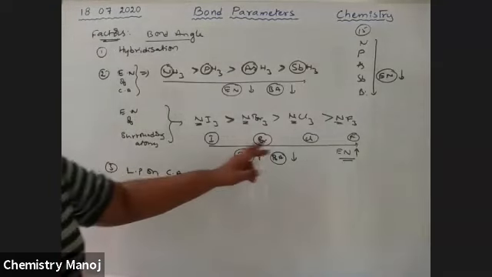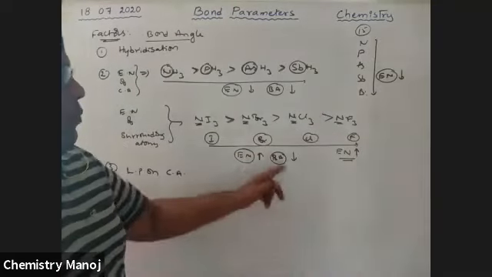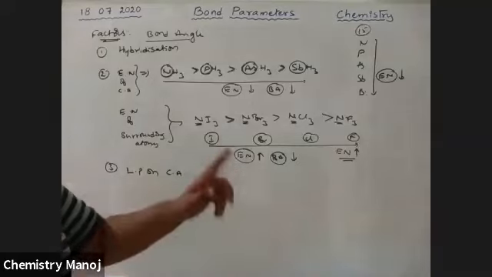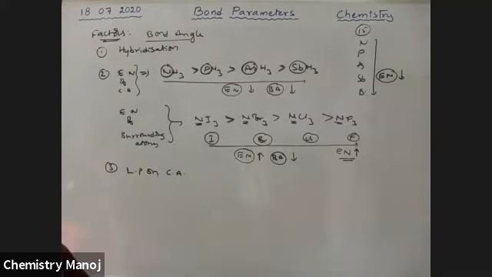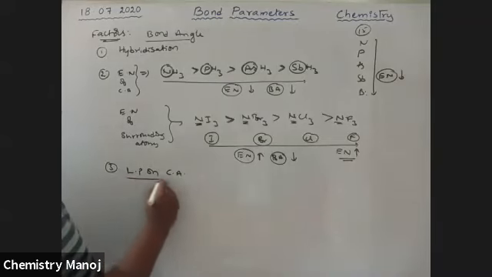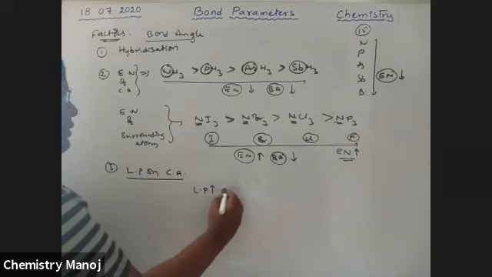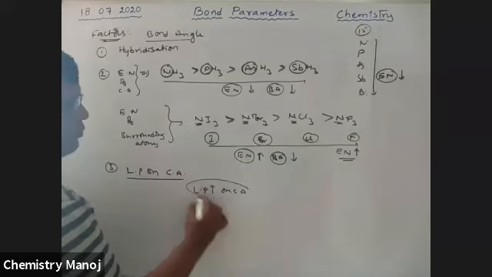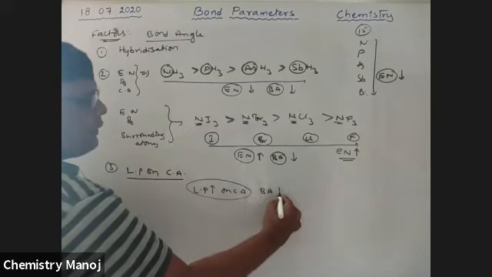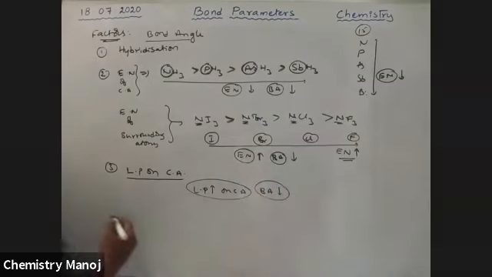As electronegativity of surrounding atoms increases, bond angle decreases because of repulsion. Next, I already explained the lone pair on the central atom. As the number of lone pairs on the central atom increases, bond angle decreases.